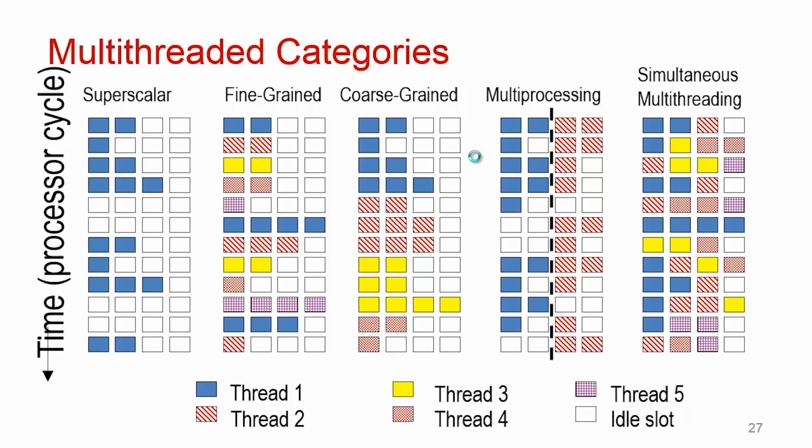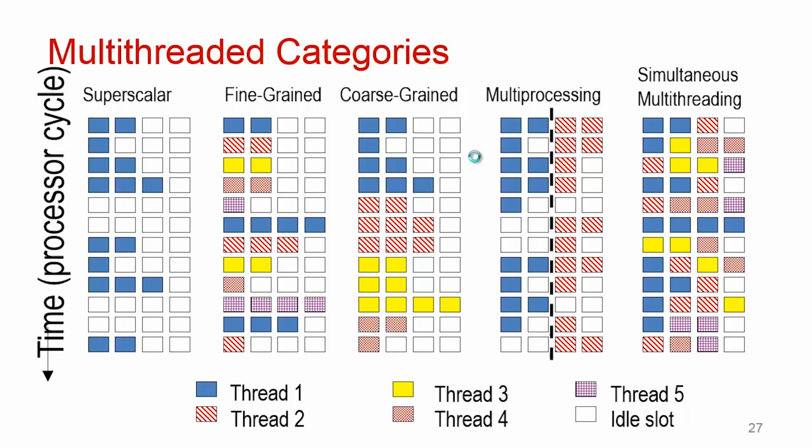This gives you a pictorial representation of the different types of multiple issue architectures that we have looked at. The leftmost one shows you a superscalar architecture. Superscalar architecture is basically multiple issue, which can be statically scheduled or dynamically scheduled.